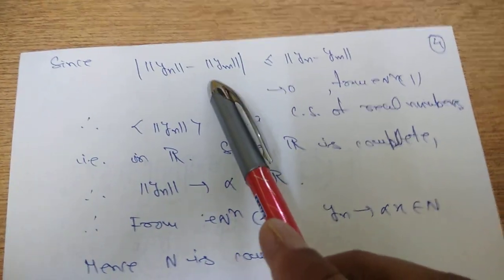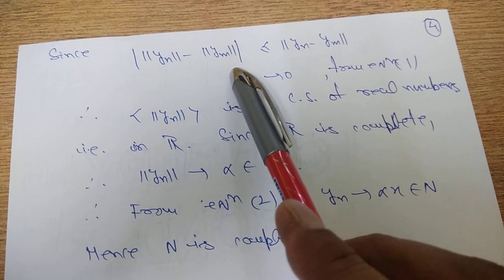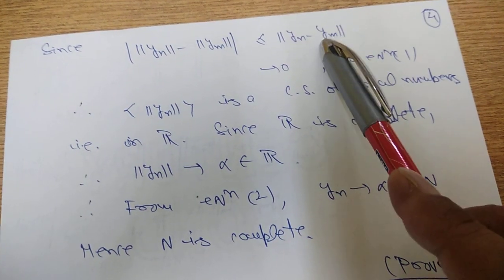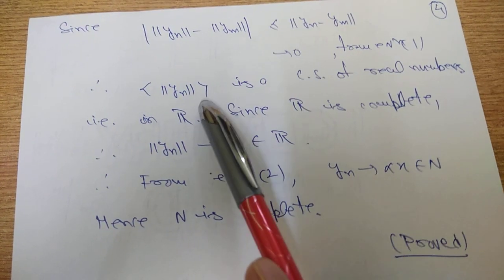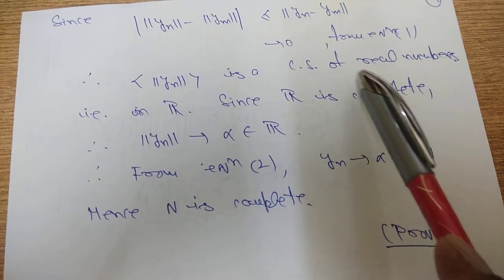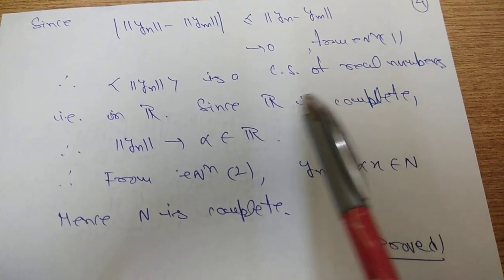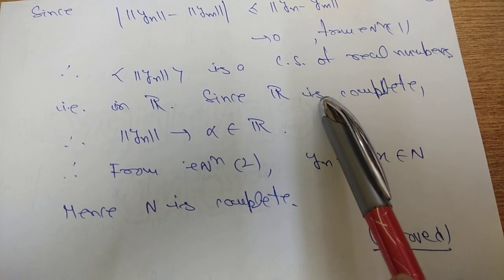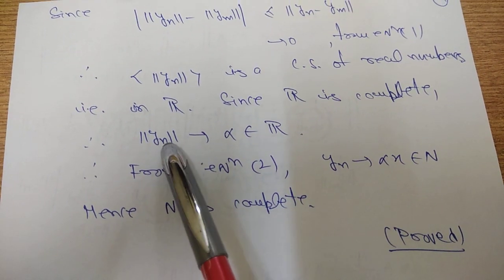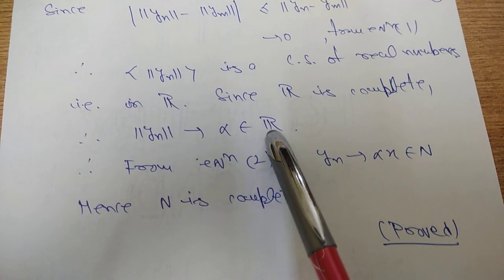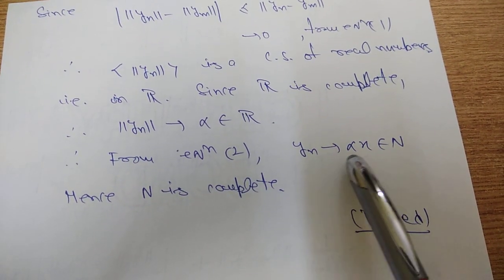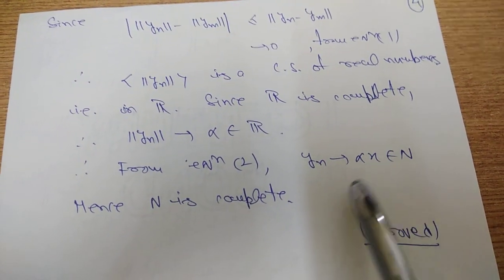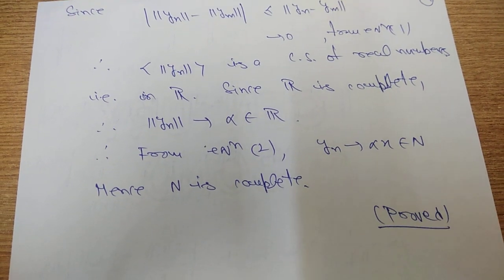So therefore the modulus of norm yn minus norm ym is less than or equal to norm of yn minus ym, and this tends to 0. So therefore norm of yn is a Cauchy sequence of real numbers, which is in R, and R is complete. The set of real numbers is complete, so every Cauchy sequence converges here. So it will converge to some real number alpha. Therefore yn would converge to alpha x which is in N. Therefore N is complete. So this example is proved.